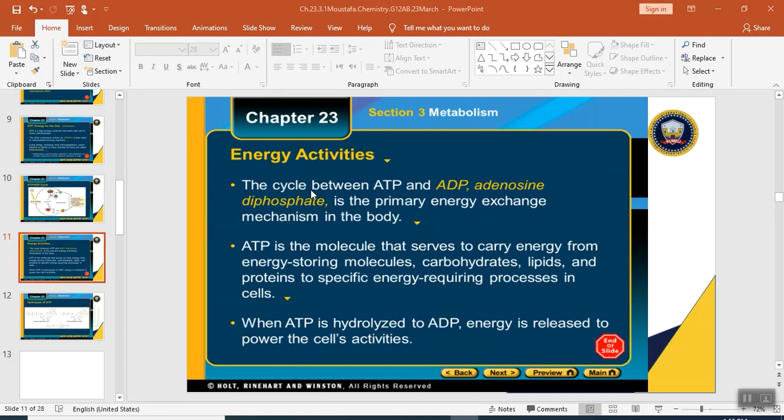So here is the cycle between ATP and ADP, adenosine diphosphate. ATP is adenosine triphosphate, three phosphates. Adenosine diphosphate means two phosphate groups. It is the primary energy exchange mechanism in the body. ATP is the molecule that serves to carry energy from energy storing molecules, carbohydrates, lipids, and protein to specific energy requiring processes in the cells. When ATP is hydrolyzed to ADP, energy is released to power the cell's activities. So the energy released by breaking the bond between the second phosphate group and the third phosphate group is used for the cell's activity.